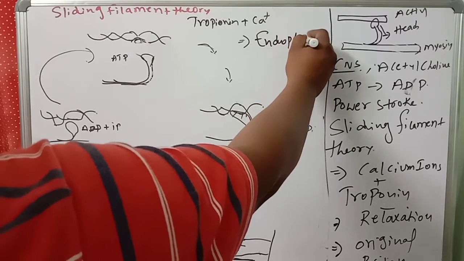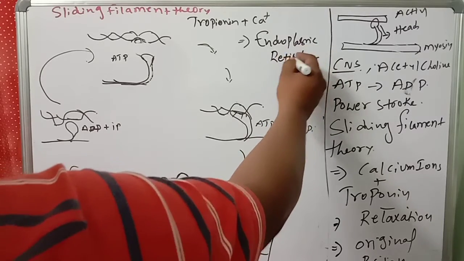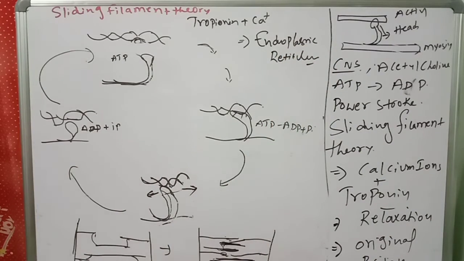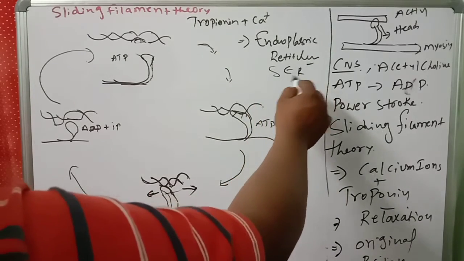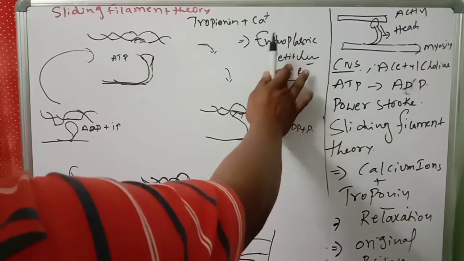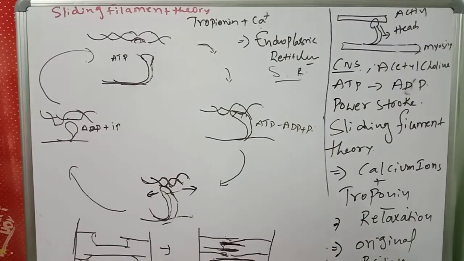Endoplasmic, what do you call? Endoplasmic reticulum, it will be there. Endoplasmic reticulum, in muscle terminology, is called the sarcoplasmic reticulum. The sarcoplasmic reticulum is the calcium reservoir. So like this, the sliding filament theory is there.